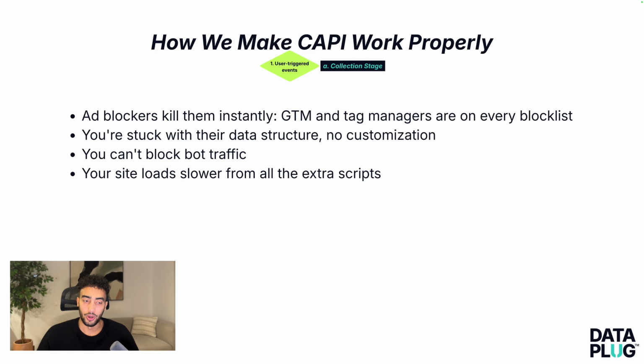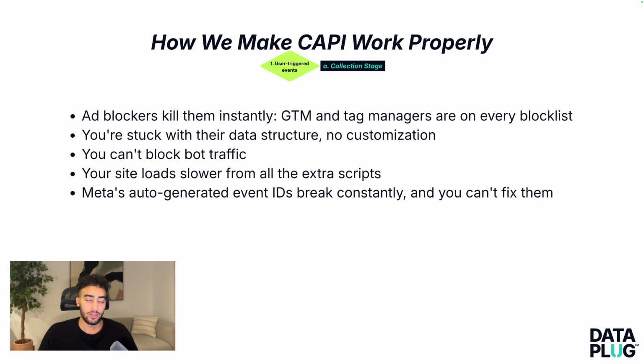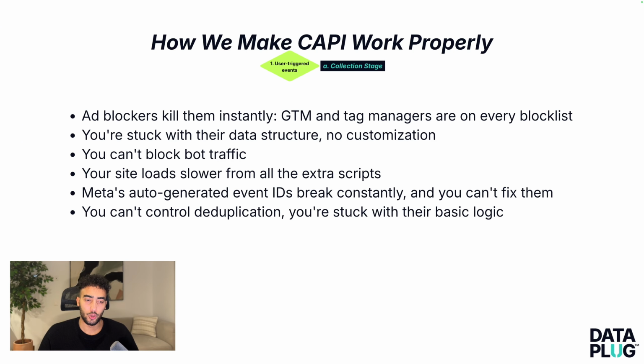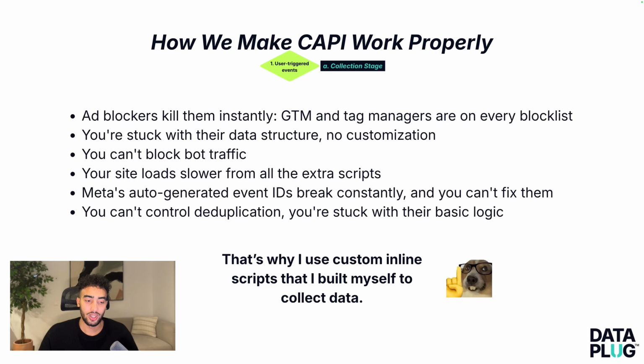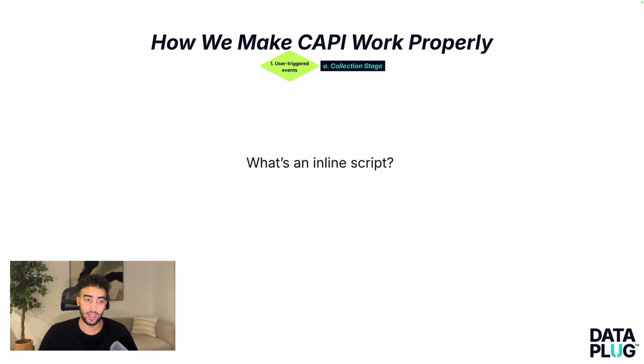Your sites load slower from all the extra scripts because they're external scripts, they're not installed directly in the code base of your funnel. And Meta's auto-generated event IDs, which usually they try to use to deduplicate the event coming from the pixel and the server, they break constantly, and you can't actually fix them. So you can't really control the duplication, and you're stuck with the basic logic. And that's the reason why I use custom inline scripts that I actually built myself to collect the data.